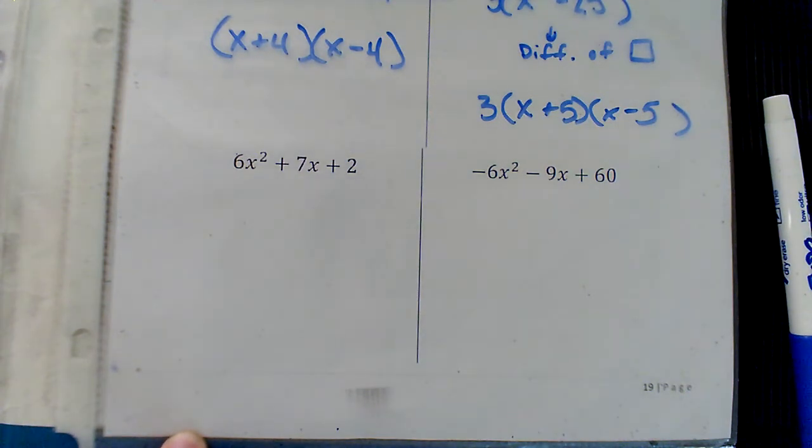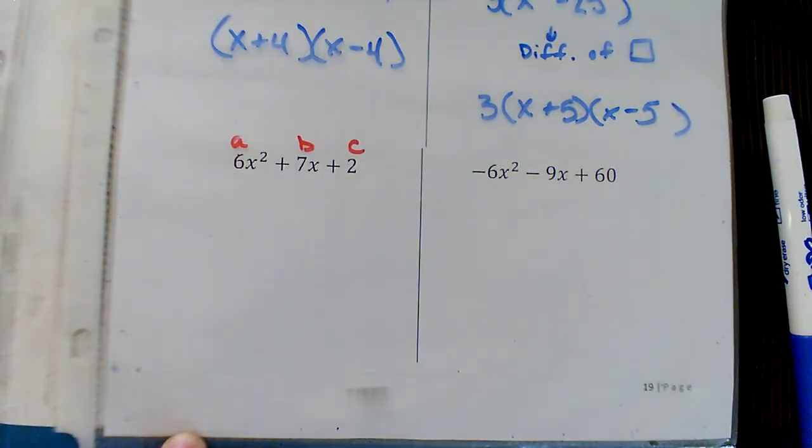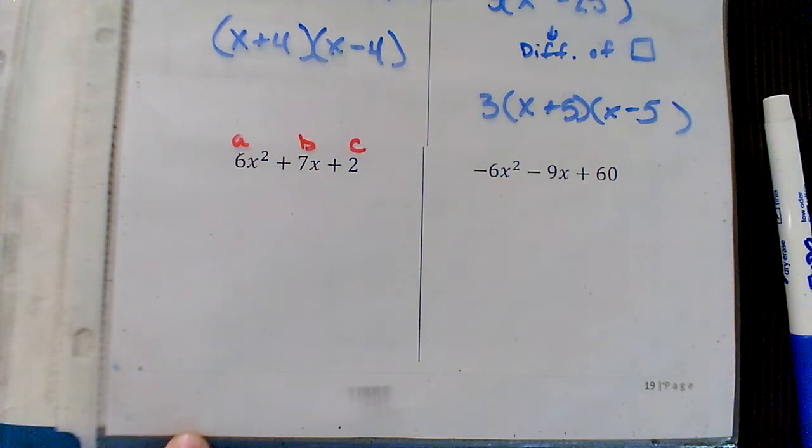Grouping. Have we heard that word? Factor by grouping? Some yes, some no. We're going to check it out. Okay? We're going to label A, B, and C. Okay. So this one's going to be a little tricky.